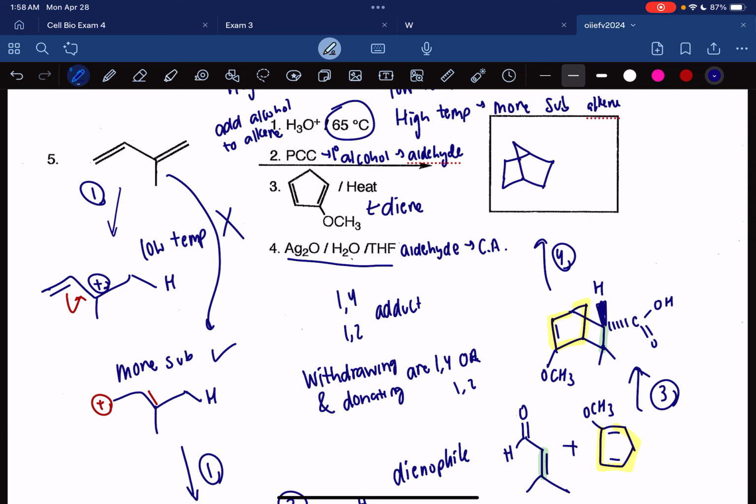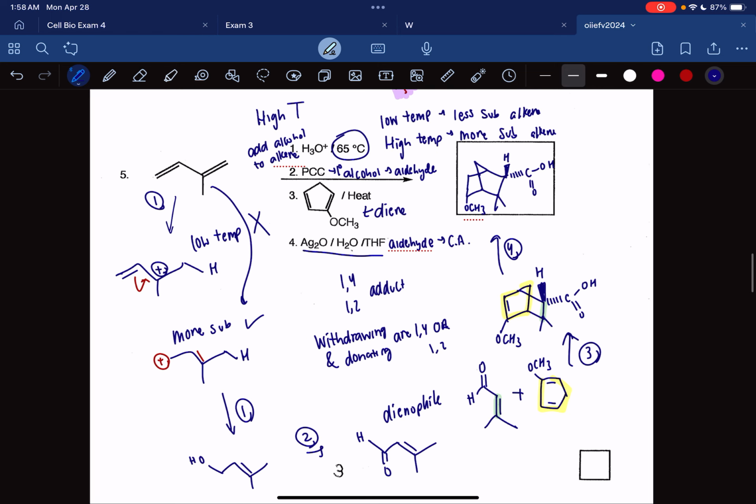That's the bridgehead there. And then this should still remain on a dash since it's the withdrawing group. But it should be a carboxylic acid now. And these two methyls remain here, and this OCH3 remains here.